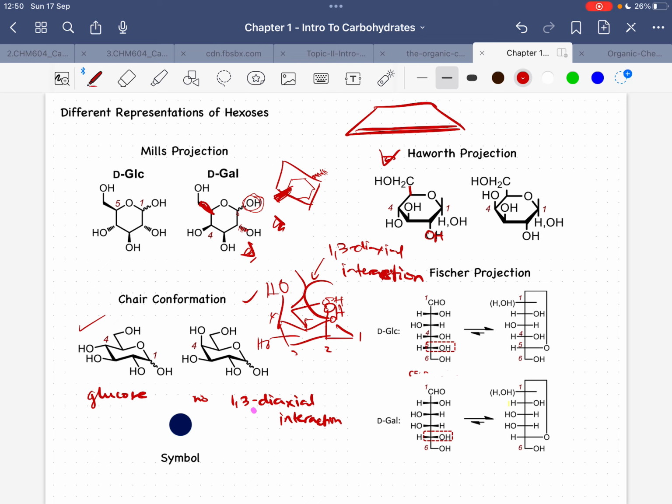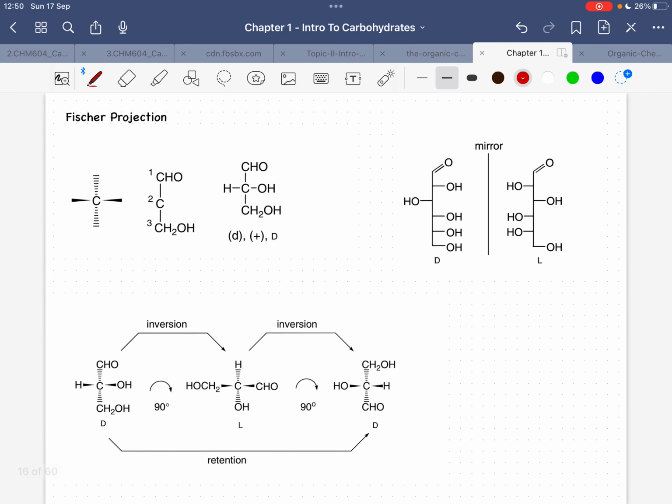Okay. So, usbon ako, ang chair conformation ang pinaka-perfect nga ga-demonstrate sa structure sa carbohydrates. And not the Mills, not the Hayward, not the Fisher, and even not the symbol. So, Fisher projection. Ang Fisher projection, sayon ra siya tan-awon actually kay acyclic manggod ang iyang portray, and this one is called a perspective projection.